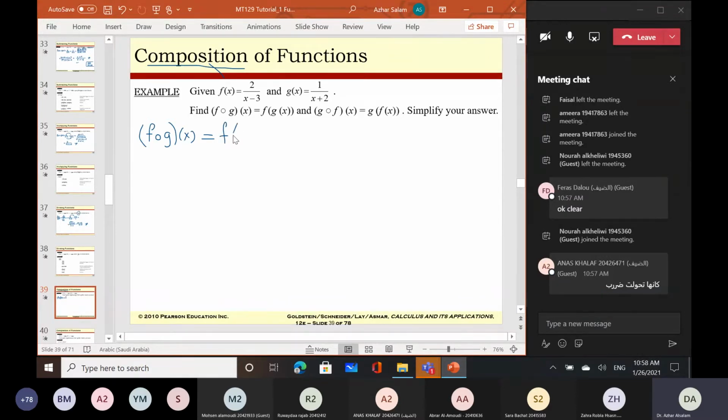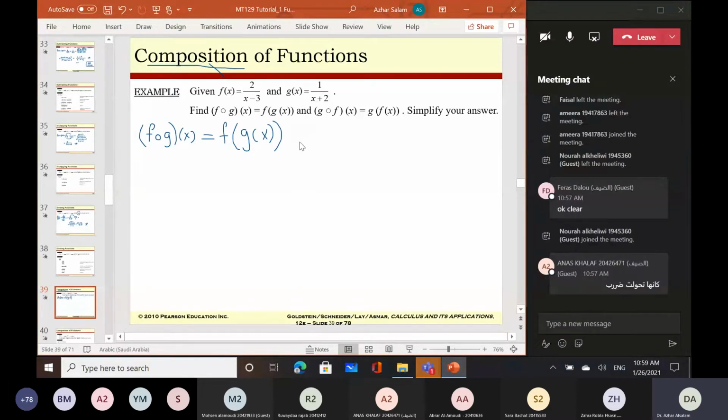I begin with F, then I make a big bracket like that. Inside this bracket, I substitute with G. This means that I will substitute in F with the function G. معنى عملية التحصيل إني أعوض في الدالة F بالدالة G. أنا عندي متغيرات X، أشيل المتغير X وأحط بدال الدالة G الدالة G كاملة.